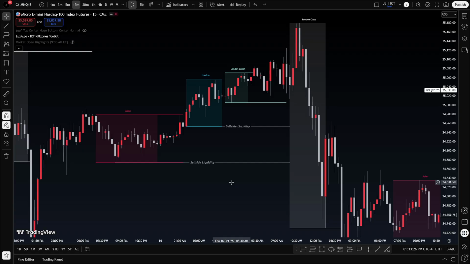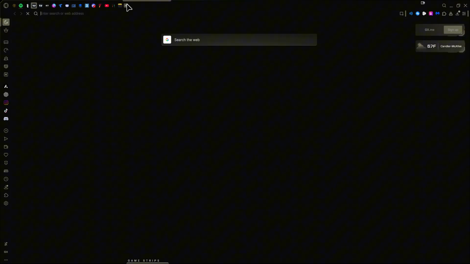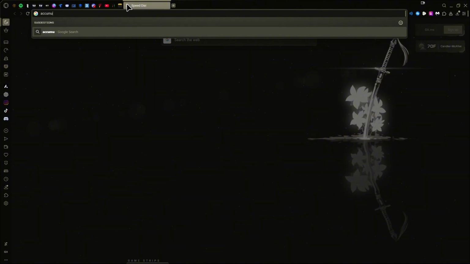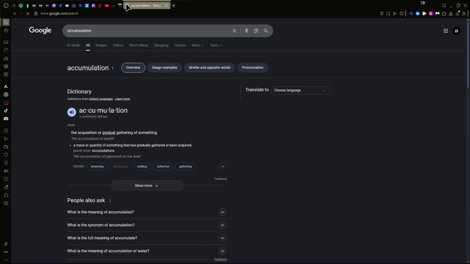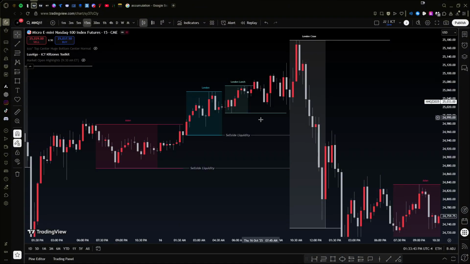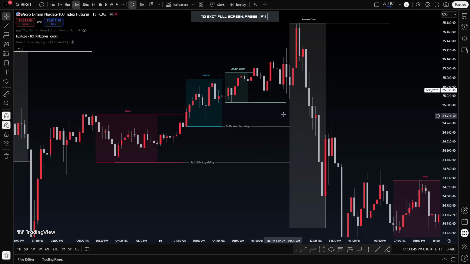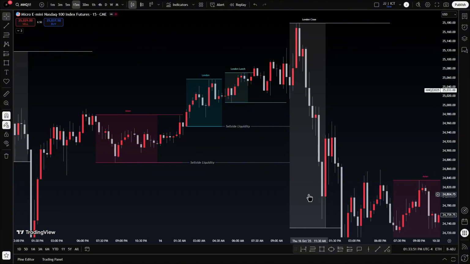Do you know what the word accumulation means? Let's search it up. Accumulation: the acquisition or gradual gathering of something. That something in this case is liquidity. So we are accumulating or gathering liquidity. So whenever, I guess you can say, the narrative is ready to be delivered, or the bias on the day is ready to be delivered, it can run through the gathering of sell-side liquidity.